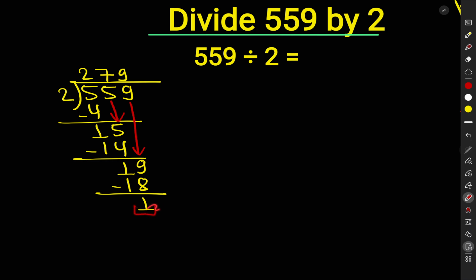So again this 1 is less than 2 and there is no other number to put down. So we take here decimal so that we put 0. So it is 10 and 2 times 5 is 10. On subtracting we get 0. So 559 divided by 2 is 279 decimal 5.